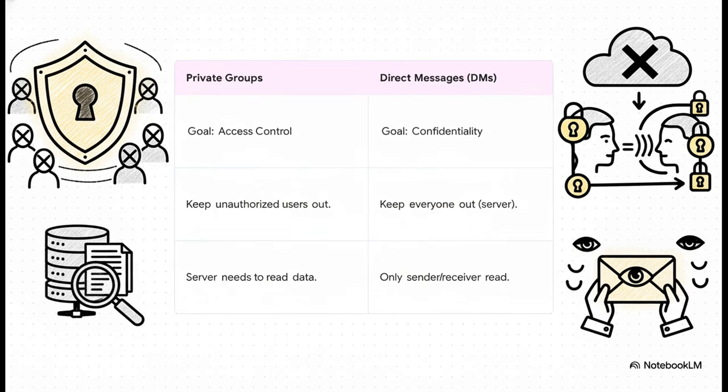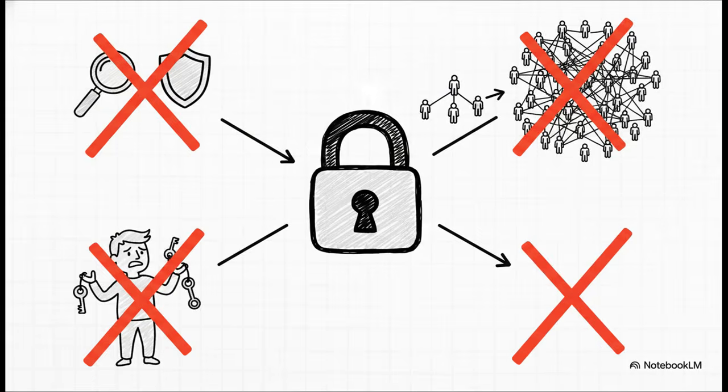For DMs, the goal is confidentiality. You want to keep everyone out, including the server itself. But for a massive private group, the goal isn't really secrecy, it's access control. It's about keeping the wrong people out while letting the right people in. In fact, you actually want the service to be able to see the data to give you things like search and moderation. And that leads to some pretty major real-world problems.